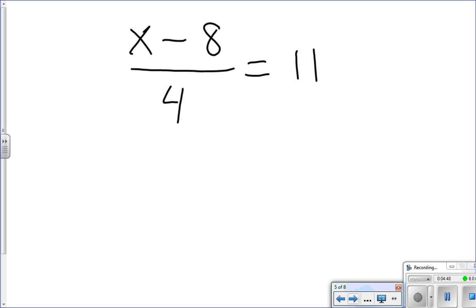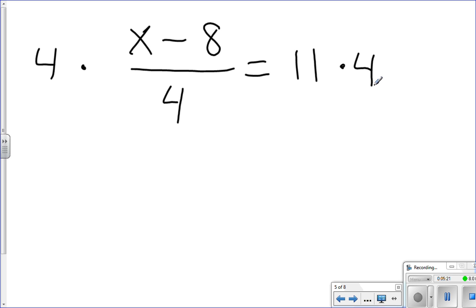Now, what if I have two terms in the numerator and there's a denominator? What am I supposed to do? Well, you use the same process you would if you had to get rid of something in the denominator first. I'm going to multiply both sides by 4. Because what this problem is saying is x minus 8 divided by 4 equals 11. So I need to get rid of this 4 first. So I'm going to multiply both sides by 4.